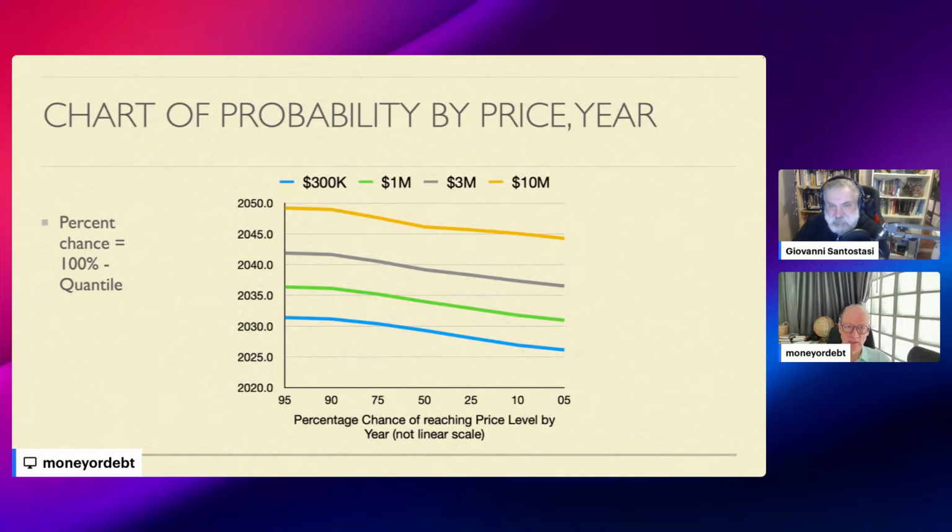10 million. It's interesting, the curves become a little flatter. So 10 million, it's 2044 at the earliest, unless you get really lucky, and then it's 2049. You'd absolutely expect to reach it by then.